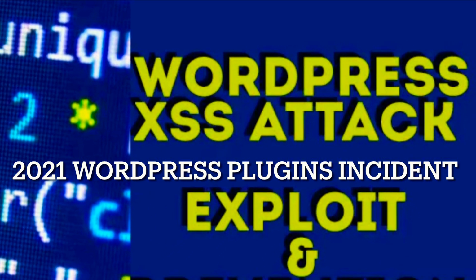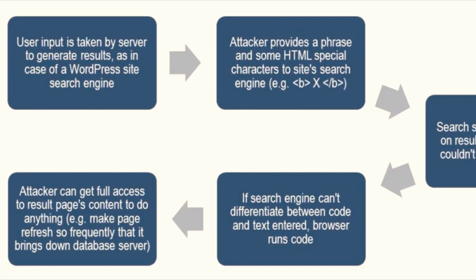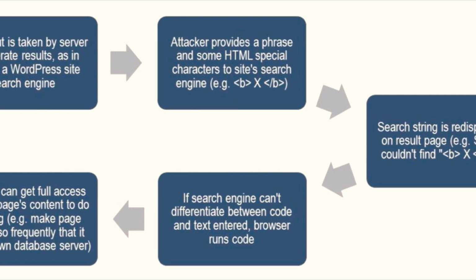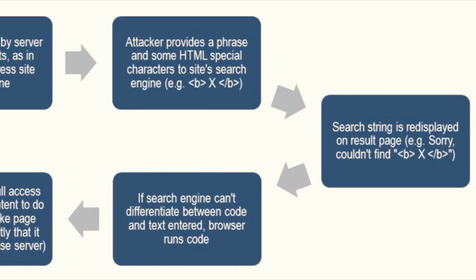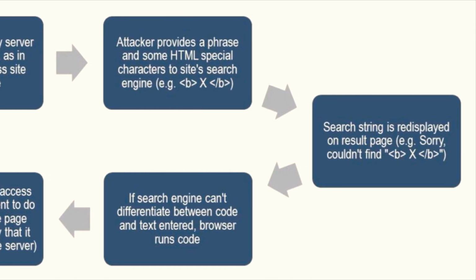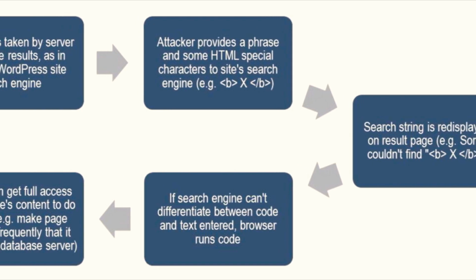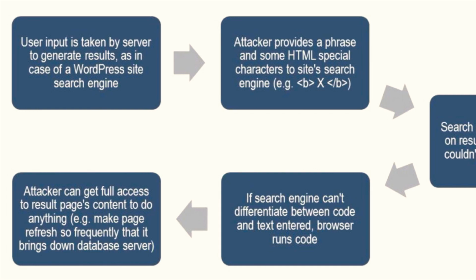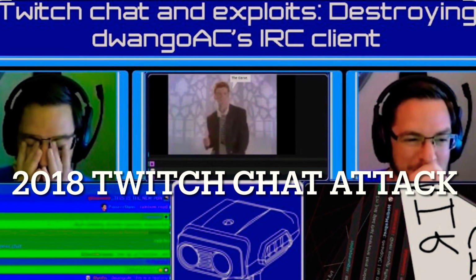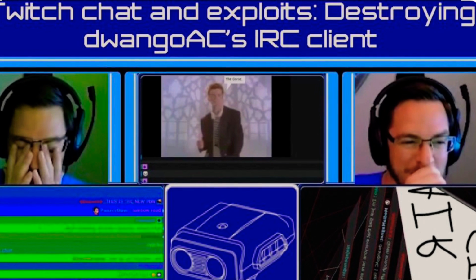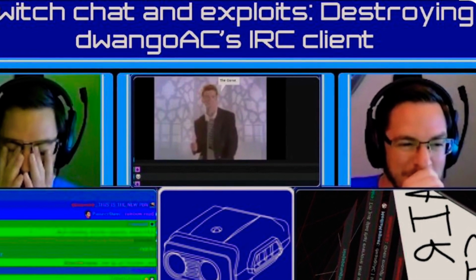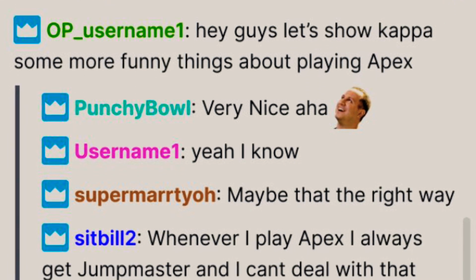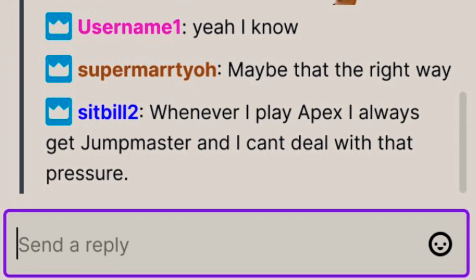The WordPress plugins incident of 2021: several popular WordPress plugins were found to have XSS vulnerabilities, allowing attackers to inject malicious scripts. These scripts created rogue administrator accounts and inserted backdoors into websites, putting millions of websites at risk. The Twitch chat incident of 2018: a Twitch streamer's chat application was hacked live due to an XSS vulnerability.